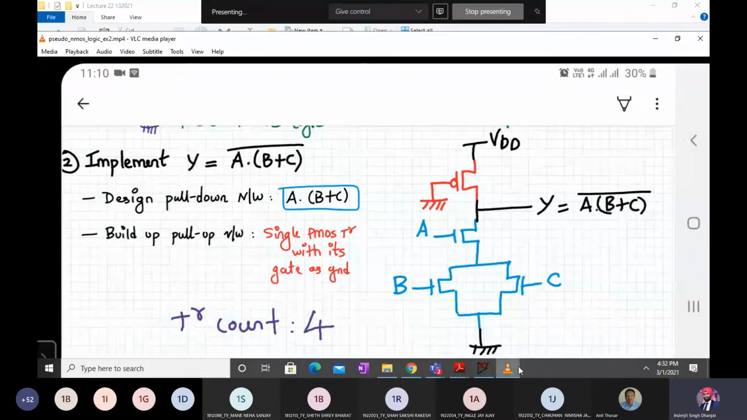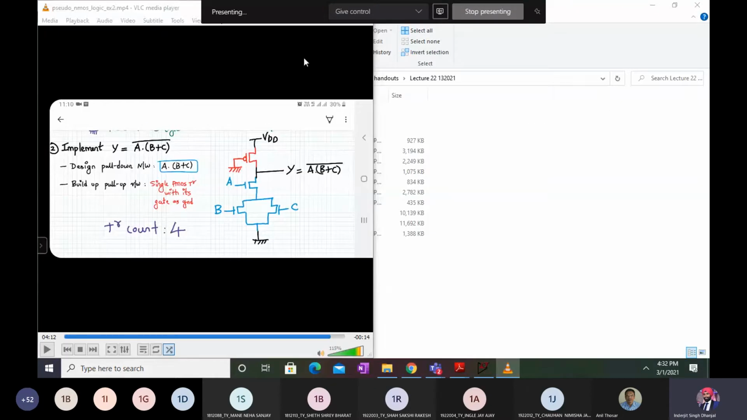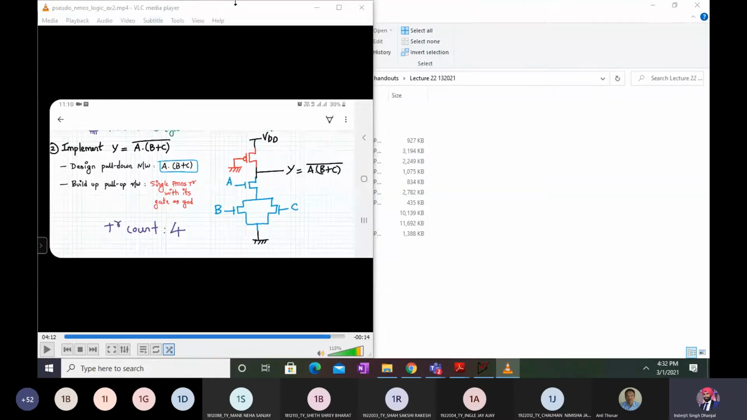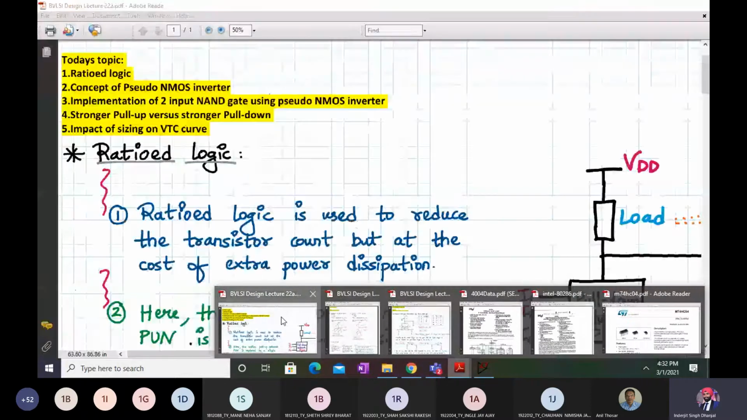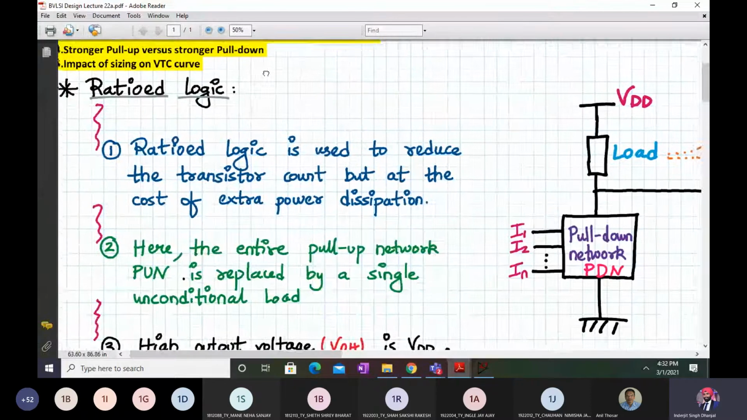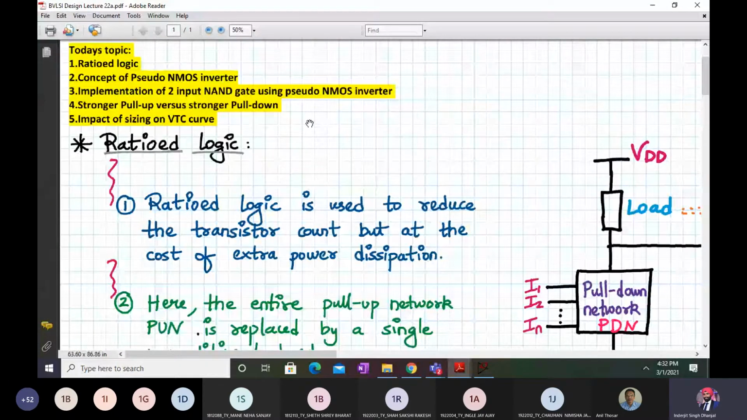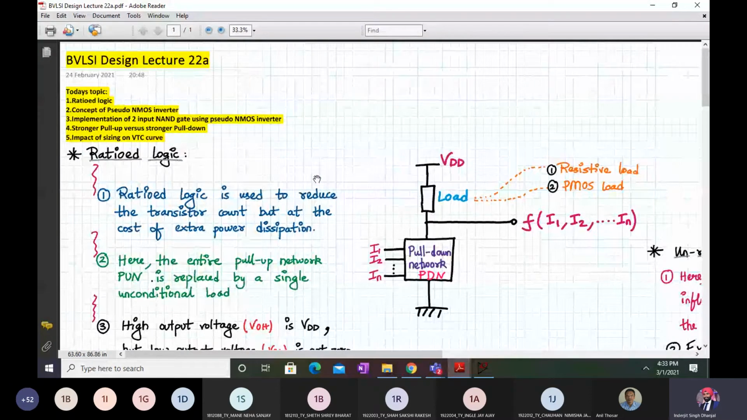That will be it for the video part. Now let me begin with the actual topic. Before moving on, we have seen 2 examples of pseudo NMOS logic. This pseudo NMOS logic comes under a bigger category, which is called ratioed logic.